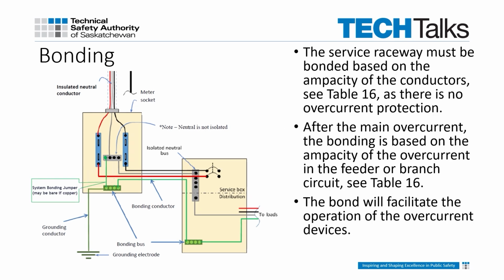Service raceways must be bonded based on the maximum ampacity of the service conductors, as there are no overcurrent devices to limit fault current. Once past main overcurrent devices, bonding size is determined from the overcurrent device size for feeders and branch circuits, and still from Table 16. Note the bond facilitates the operation of the overcurrent devices.